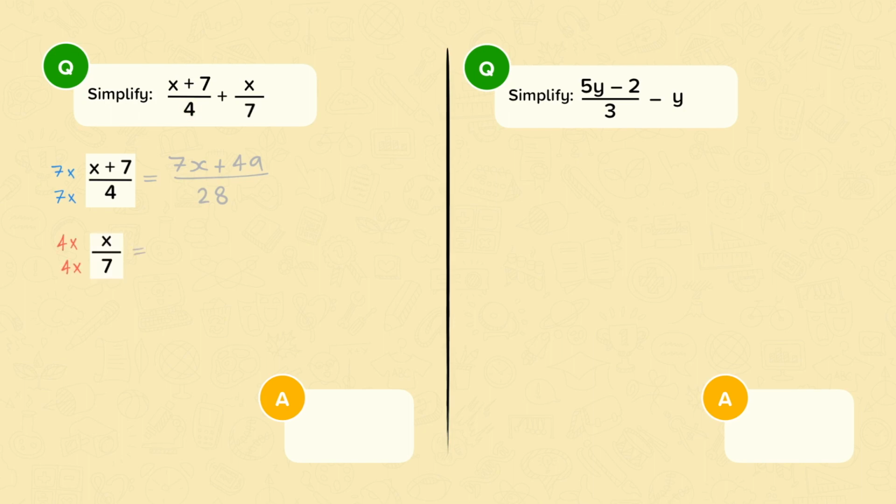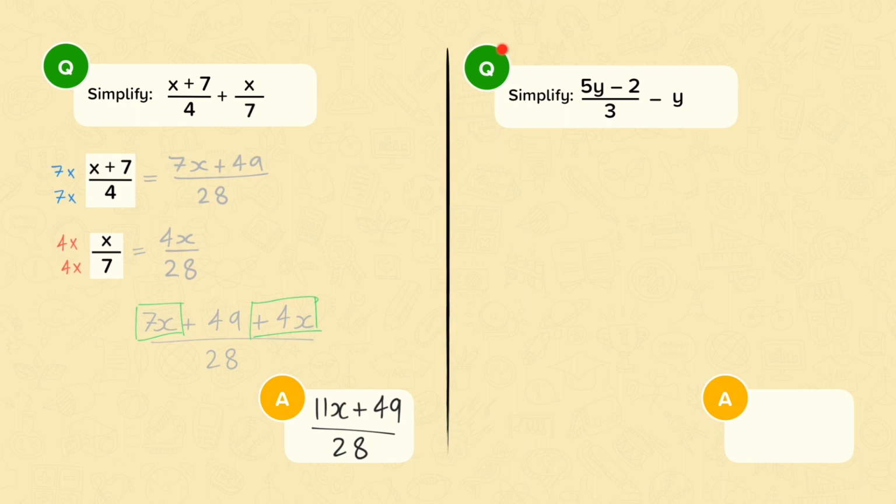Well, that will give us 4x over 28. Now I need to check we are indeed adding, so I can now add the numerators, leaving us with 11x plus 49 over 28. And that's our final answer. That cannot be simplified anymore because these 3 terms do not share a common factor.